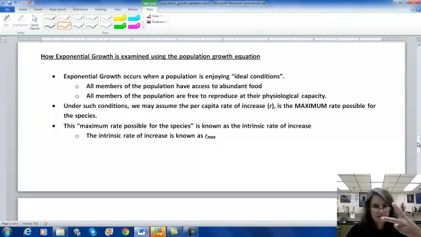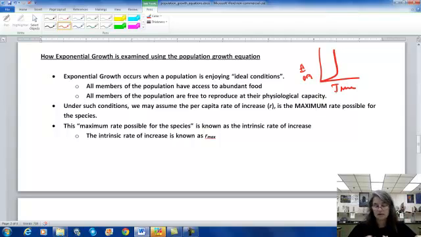Now, we have talked about two types of growth, exponential growth and logistic growth, in your podcasts. Please remember that exponential growth, if this is time and this is number of organisms, we see this J curve where we get slow growth in the beginning, but then it shoots up dramatically. It assumes ideal conditions for the population in question. They have abundant food, they have no limitations at all. They are free to reproduce as fast as they can to their physiological capacity.